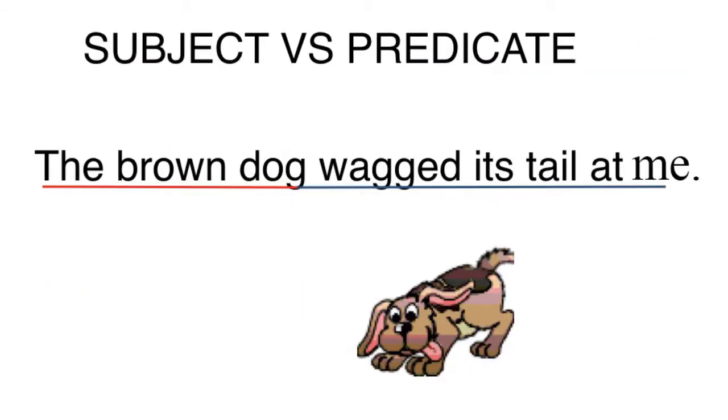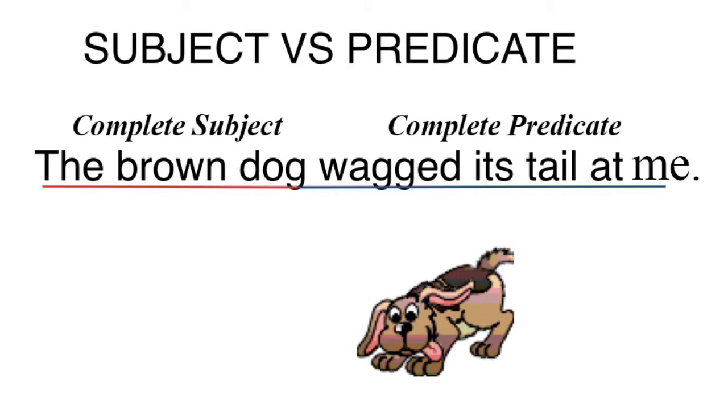Let's take a simple sentence. The brown dog wagged its tail at me. Ask yourself, what is this whole sentence about? The sentence is all about the brown dog. If the sentence is about the brown dog, then that is the complete subject. Now, tell me something about the brown dog. The brown dog wagged its tail at me. That part is the predicate. The complete predicate is wagged its tail at me.